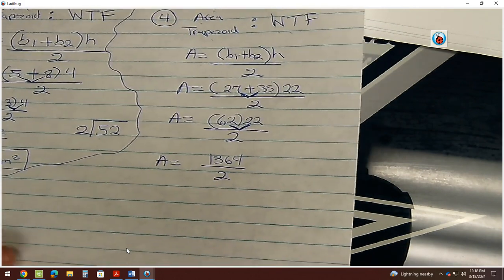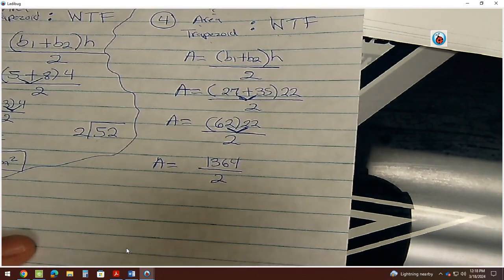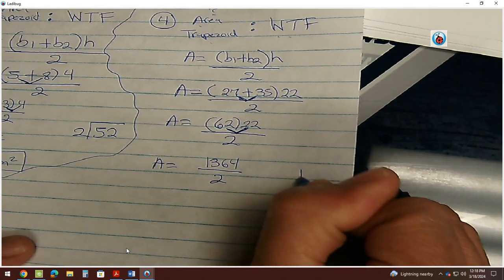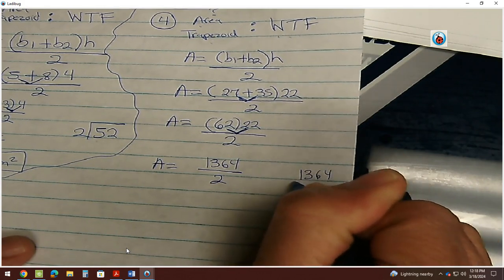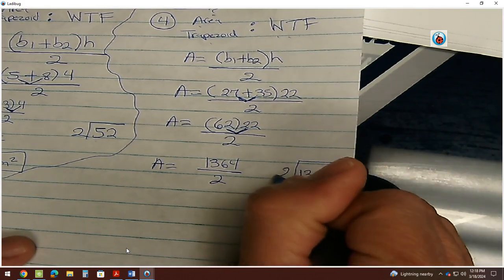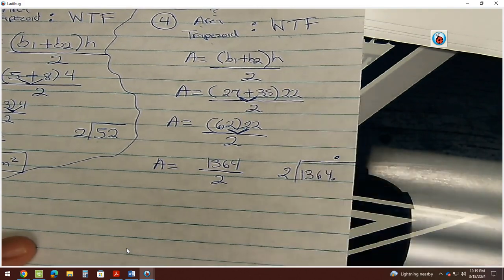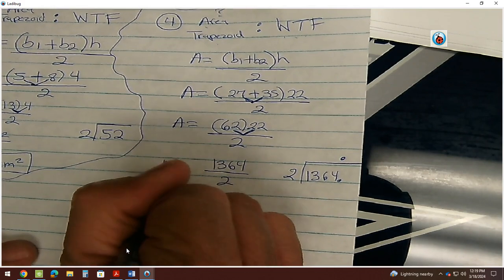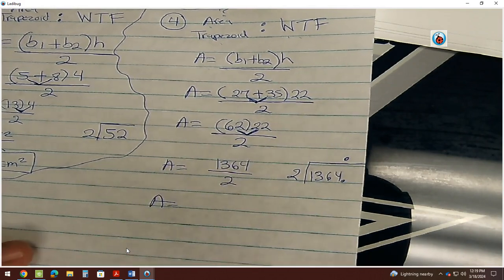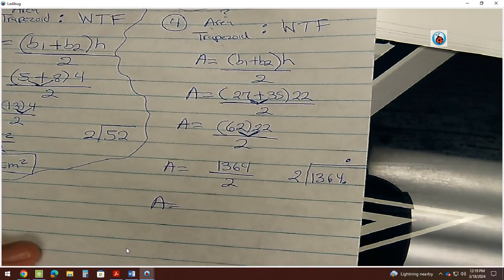Now let's do this. But you know what? I want you to practice setting it up. So let's set it up outside, bottom out, so we can practice how to set it up, even though we're using a calculator. Set it up like that. Now use the calculator. How much do you get when you divide 1,364 by 2?